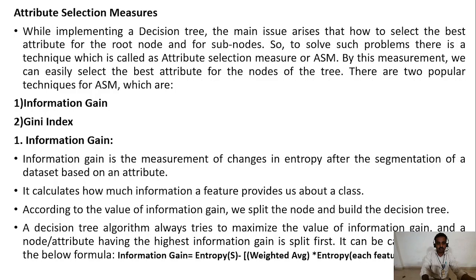What is information gain? Information gain is the measurement of changes in entropy after the segmentation of a dataset based on the attributes. It calculates how much information a feature provides us about a class. According to the values of information gain, we split the node and build the decision tree. A decision tree algorithm always tries to maximize the value of information gain, and the node or attribute having the highest information gain is split first. It can be calculated using the below formula: information gain equals entropy of the set minus the weighted average times the entropy of each feature.